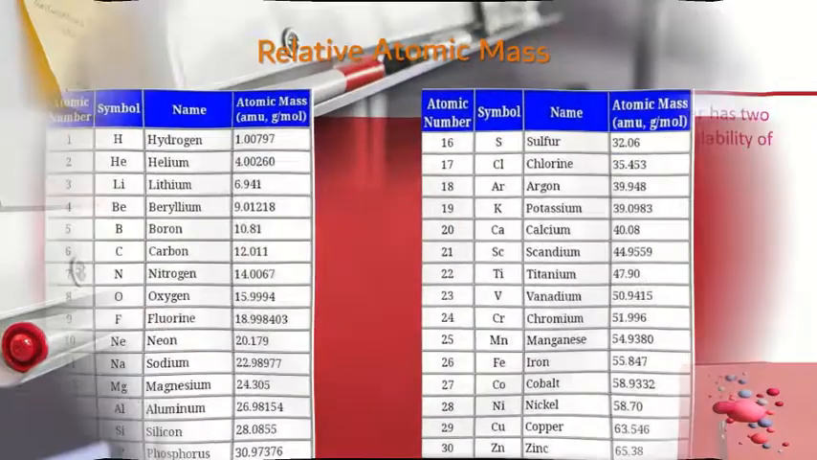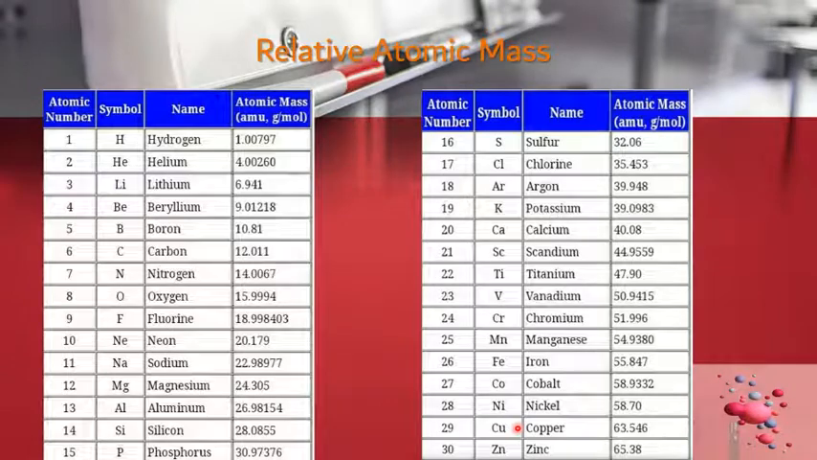These are the relative atomic masses, but relative atomic mass is related to mass number. So normally we will not use the digits after the point. For example, hydrogen's relative atomic mass is 1.00797, but we take it as 1. Helium is 4.00260, but we take it as 4. Lithium is 6.941, but we take it as 7. All of them are taken as their mass numbers.